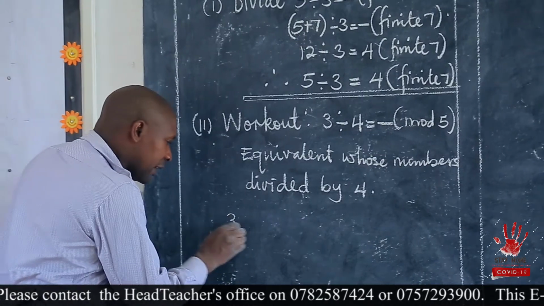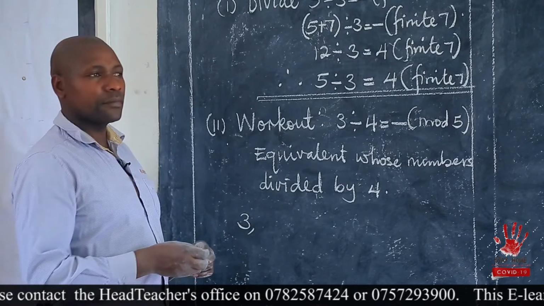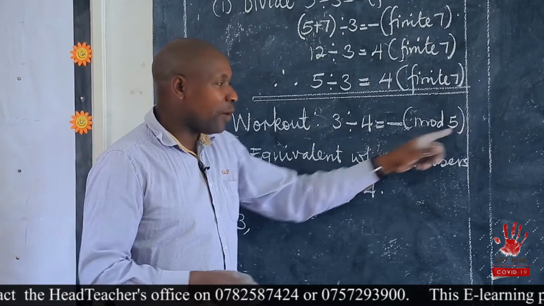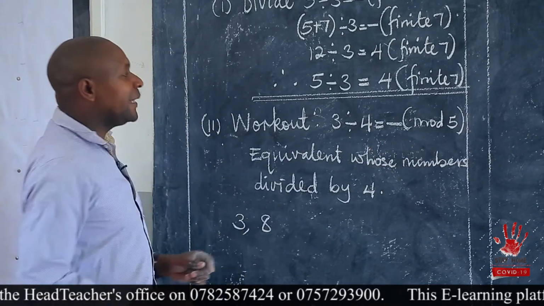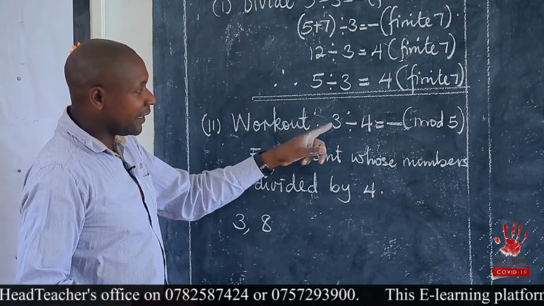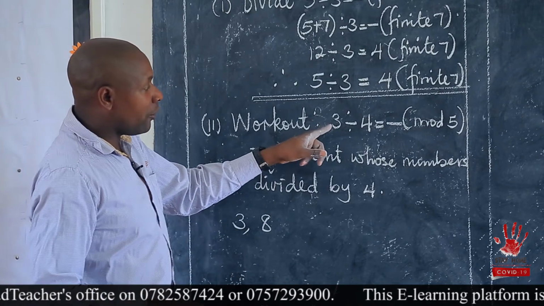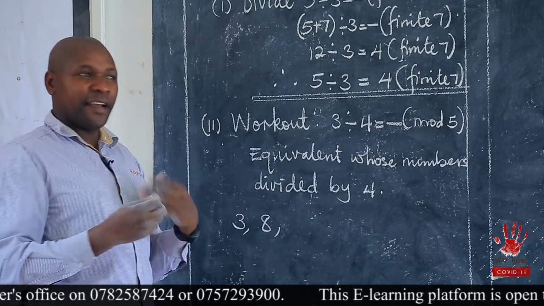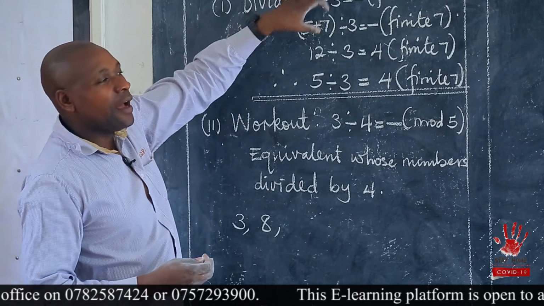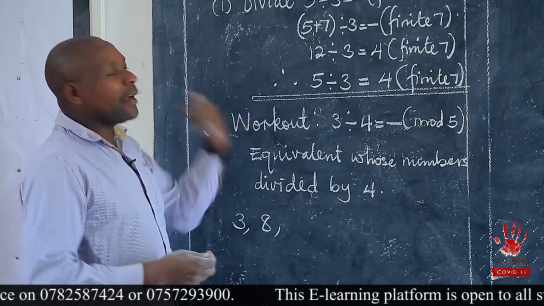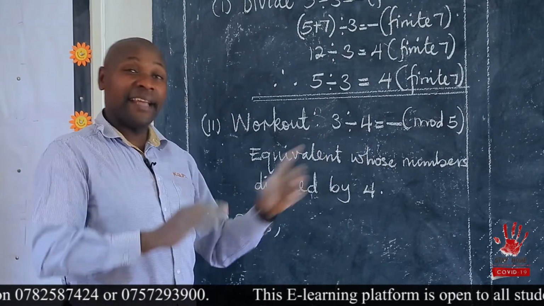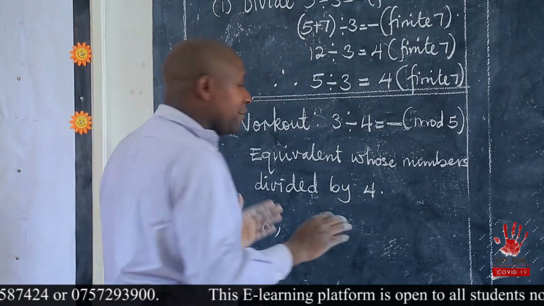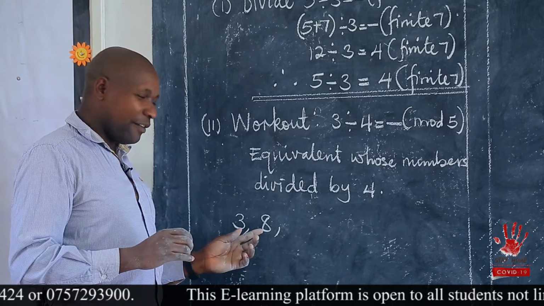I will begin with my 3, then I add 5. So 3 plus 5, what do you get? The next equivalent number is 8. I started with 3, then went to 3 plus 5. What am I looking for? I'm looking for a multiple of 4, in other words, a number which will divide by 4 completely. If I reach there, you tell me you have reached. Somebody saying, hey, teacher, you have reached.